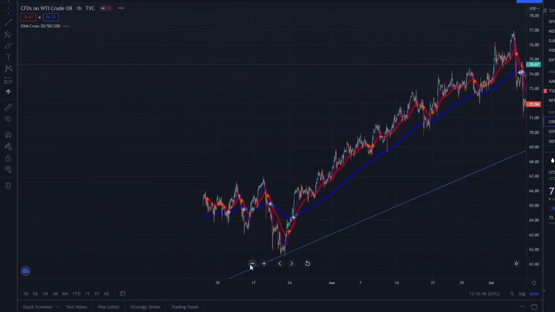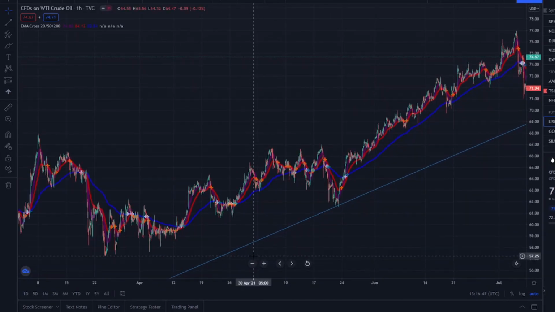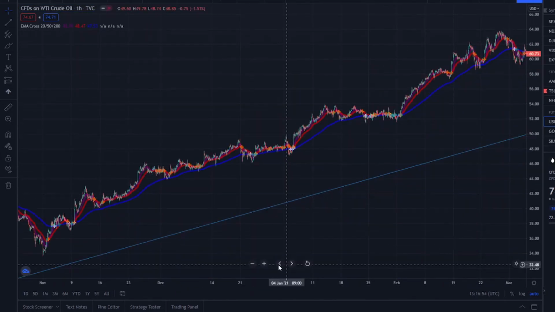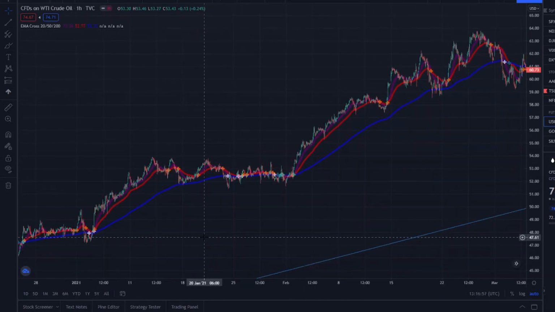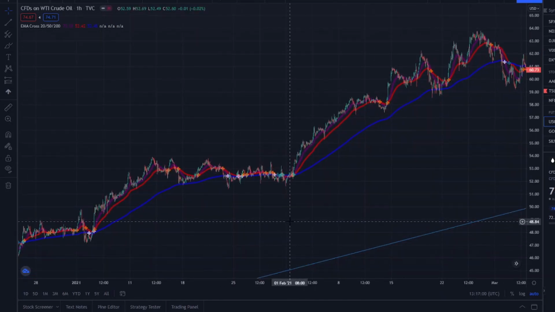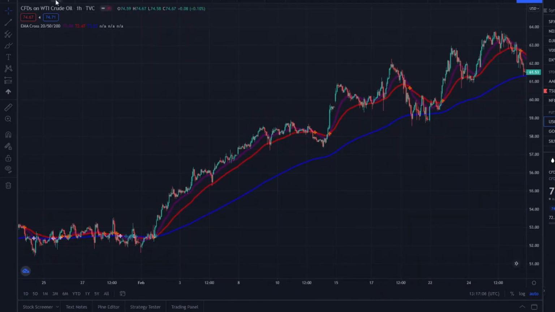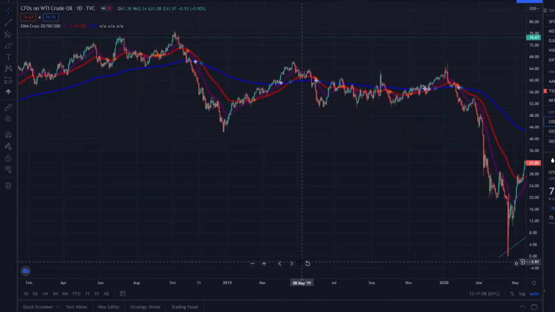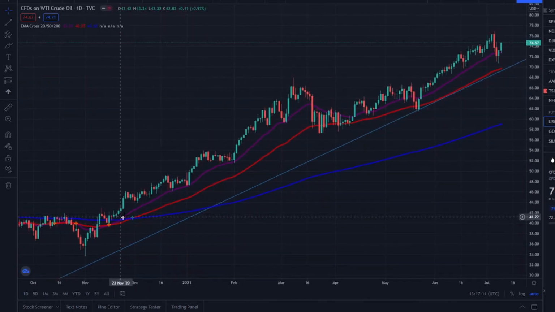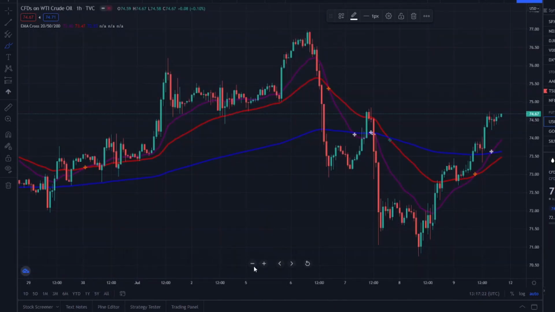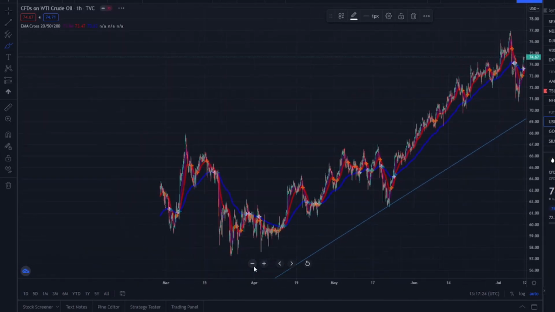In this case, it is the 1 hour chart here in my case. So, well, if you go back to the daily, we had the cross. The cross happened here at the beginning of December. So now going to the lower time frame, the 1 hour chart.